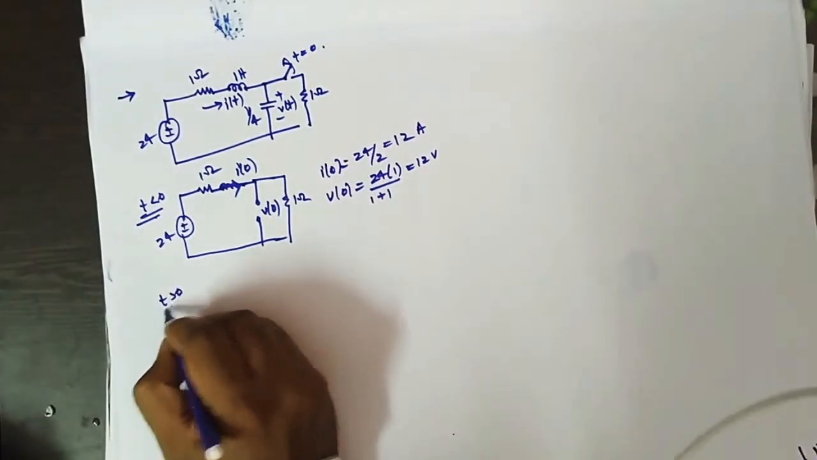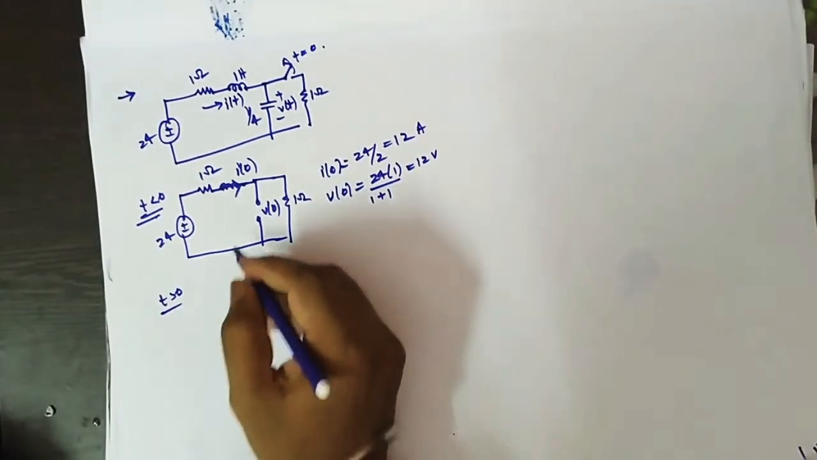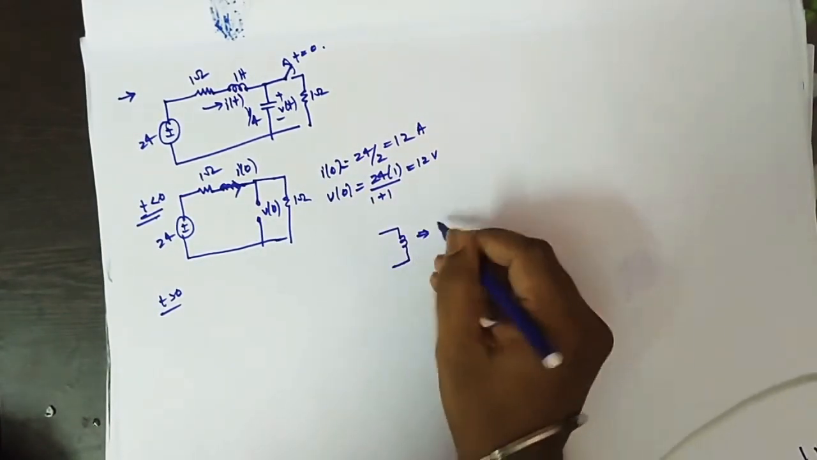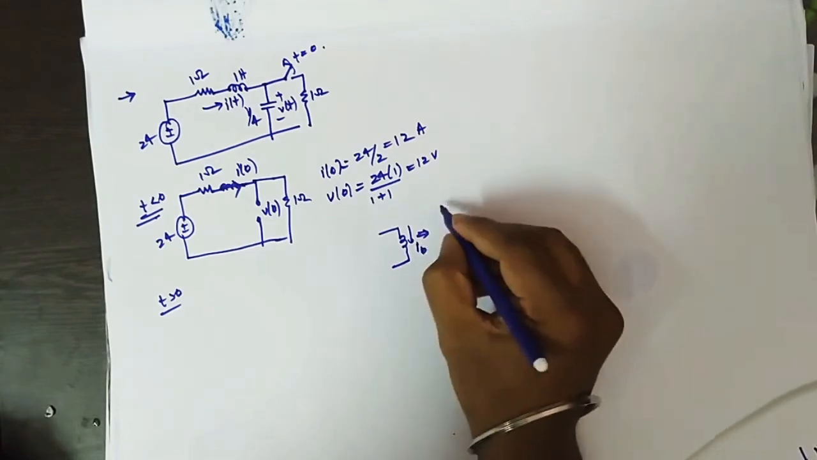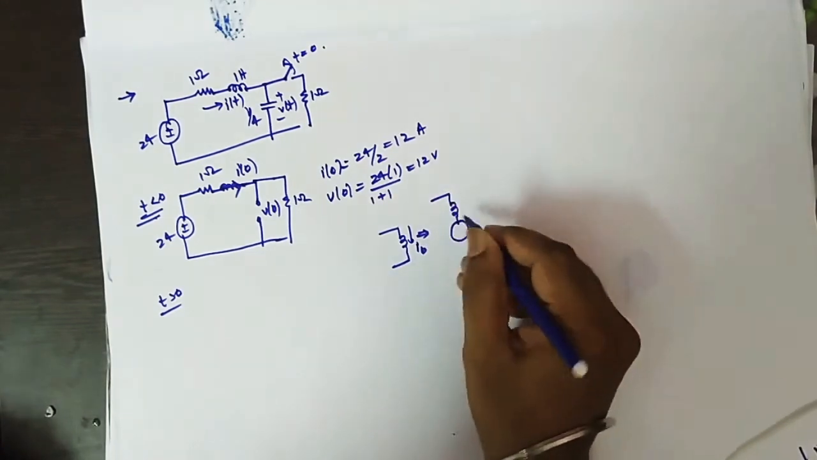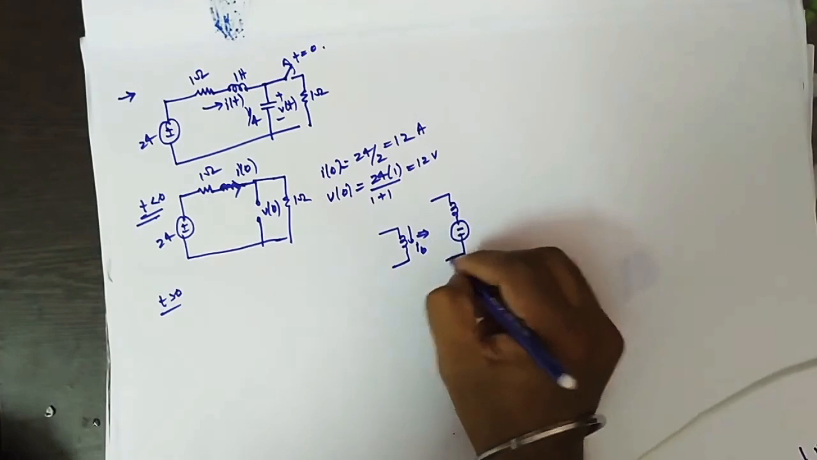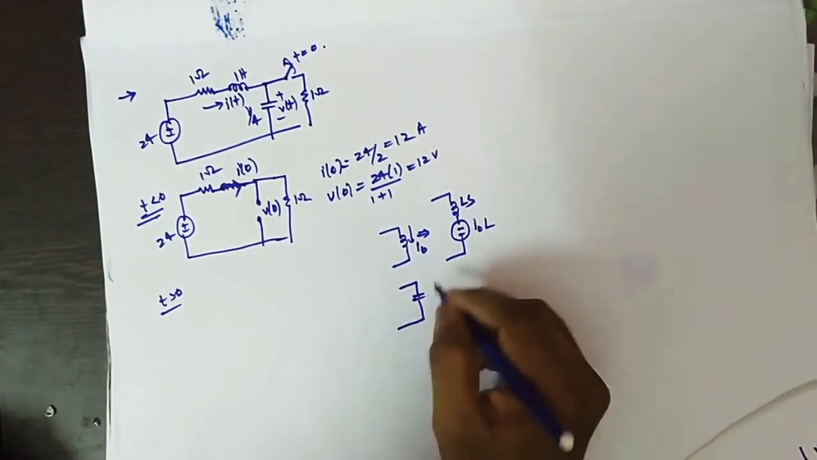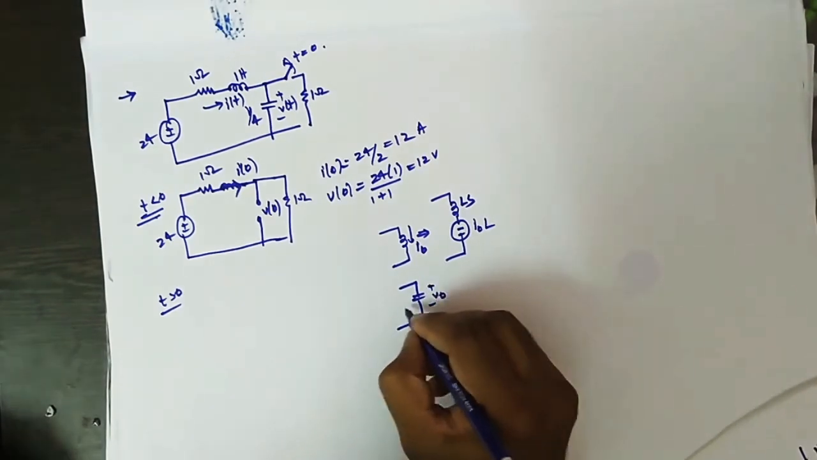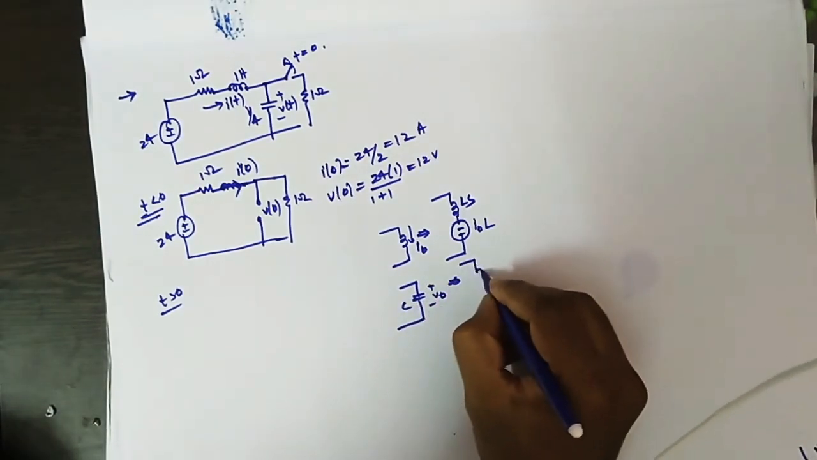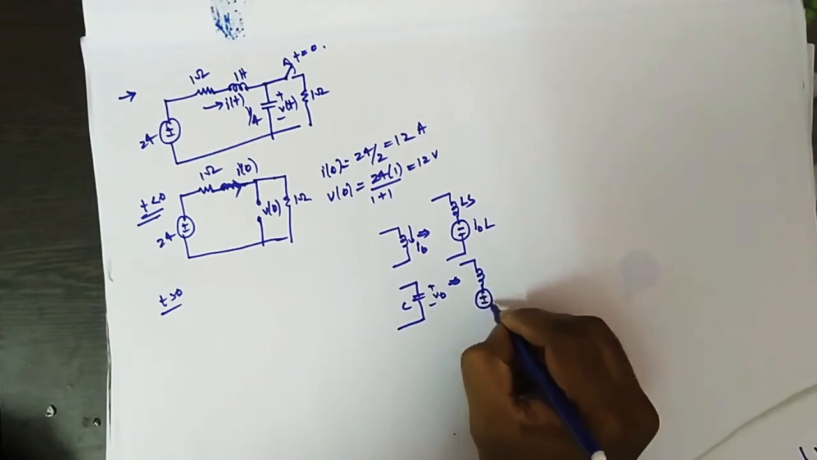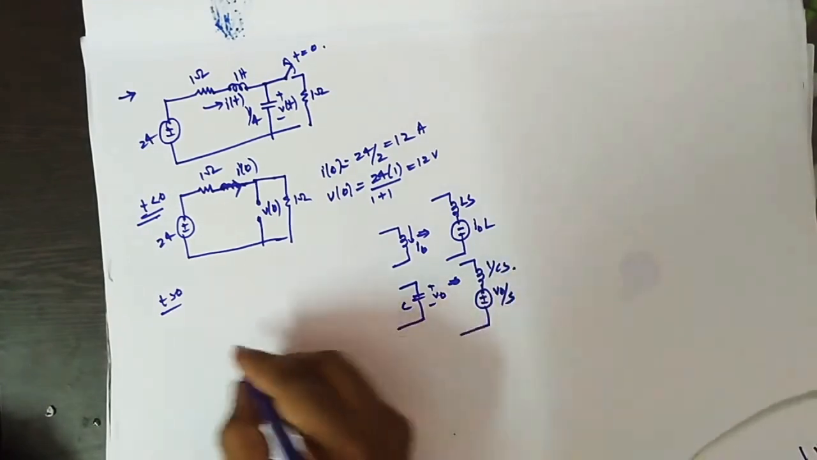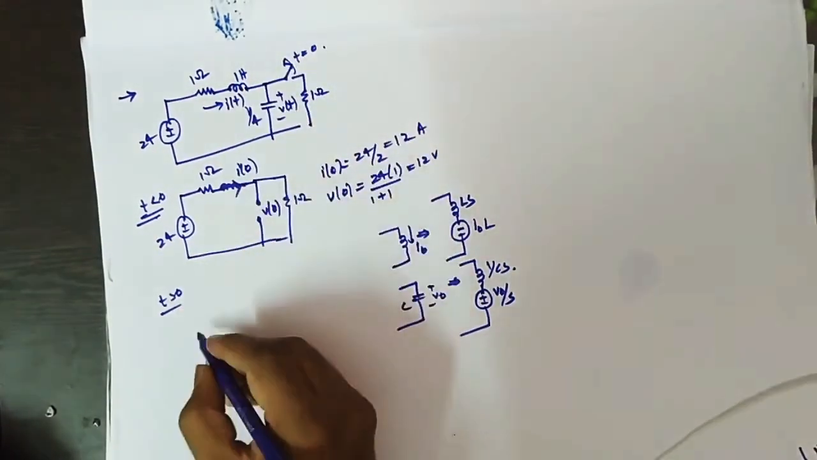Now at t greater than 0, how do we do it? We replace the elements. An inductor in the time domain having initial current I0 is replaced in the Laplace domain with Ls in series with a source of L I0. The capacitor having initial voltage V0 is replaced with V0 by S in series with 1 by Cs. We replace the circuit in the Laplace domain.